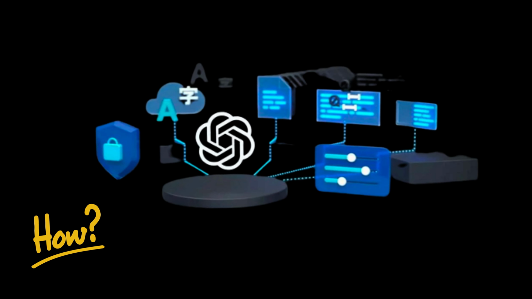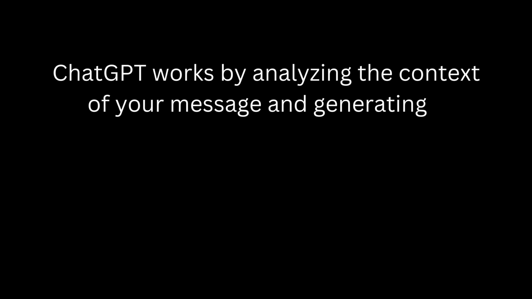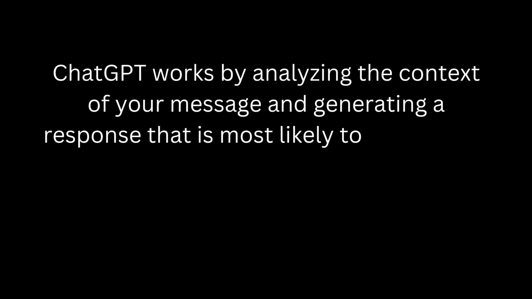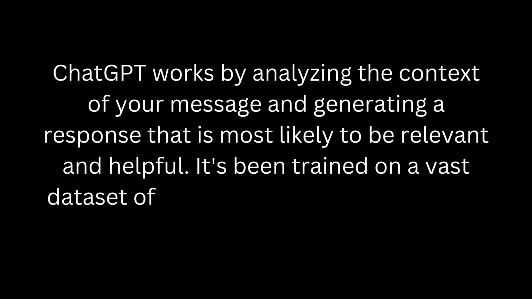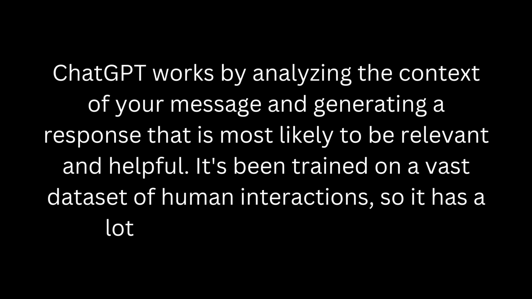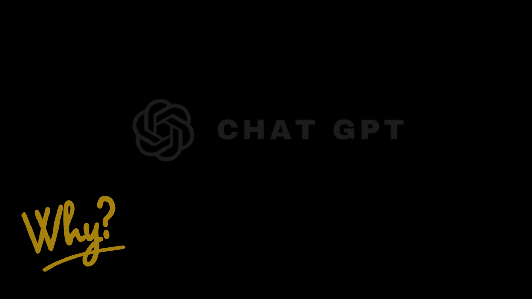How does it do all this? ChatGPT works by analyzing the context of your message and generating a response that is most likely to be relevant and helpful. It's been trained on a vast dataset of human interaction, so it has a lot of knowledge to answer us.